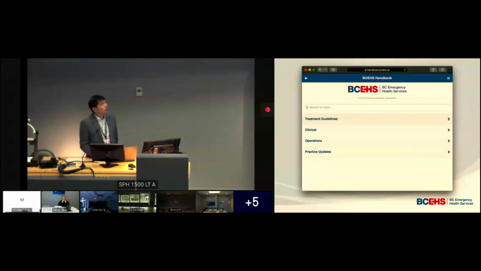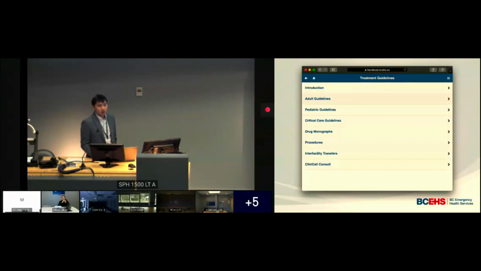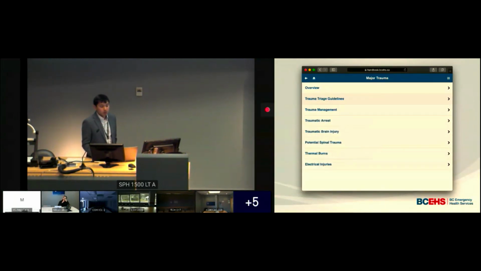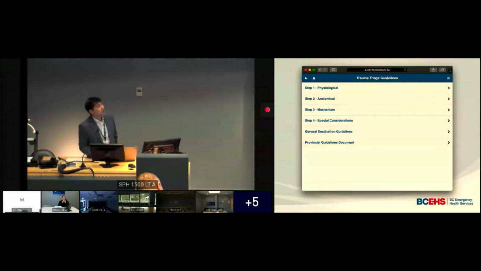So just to show you where it is, if you log on to the handbook under treatment guidelines, and under either adult or pediatric guidelines, there will be a major trauma section, and new to the major trauma section will be trauma triage guidelines. And so the full PDF version of the provincial guidelines can be found in the provincial guidelines document tab, but the salient points for trauma triage in terms of the steps and criteria, as well as the general destination guidelines, are found in the other tabs there.